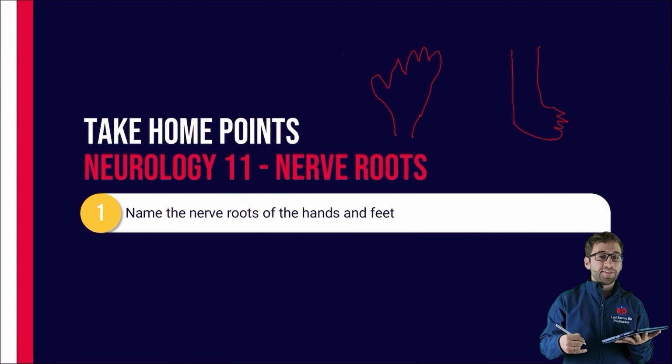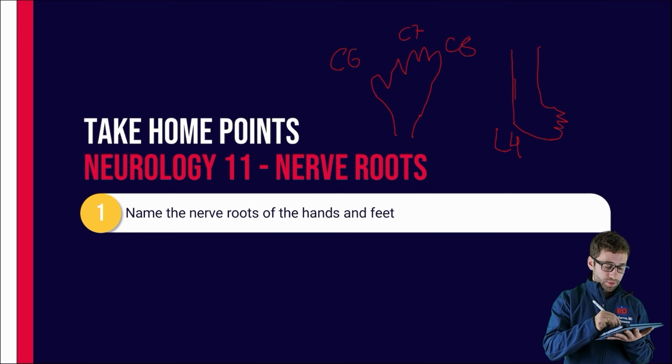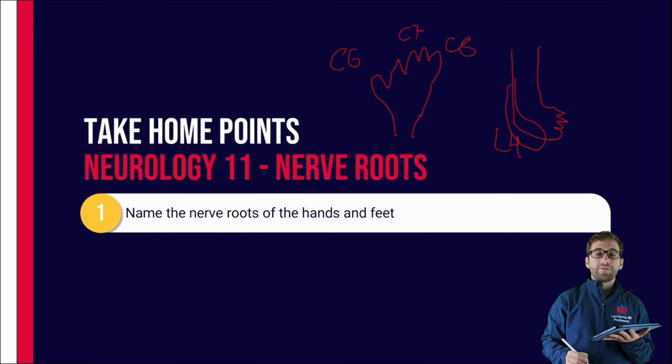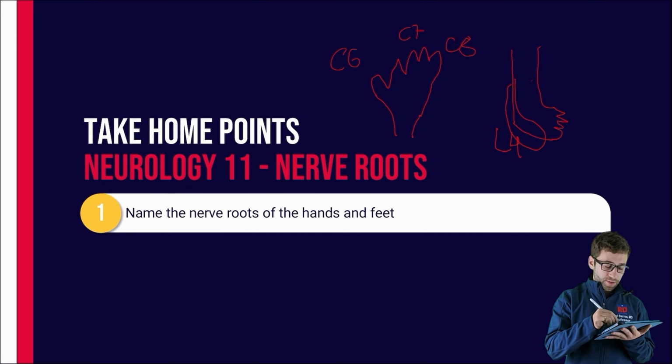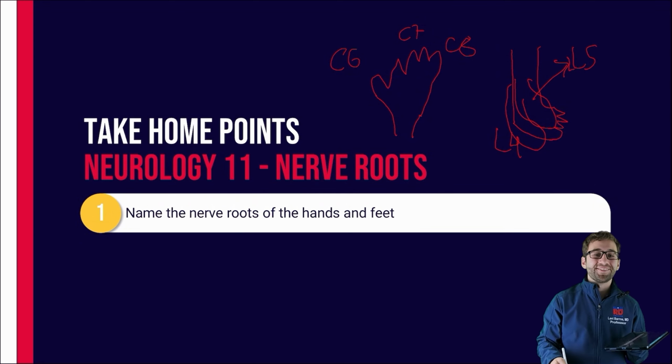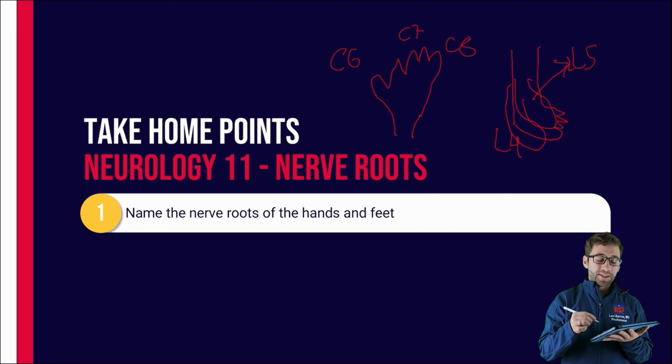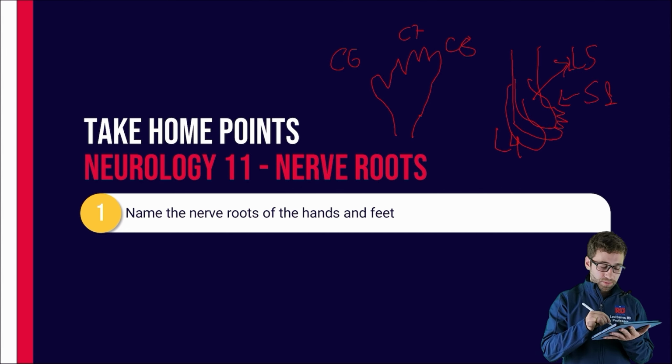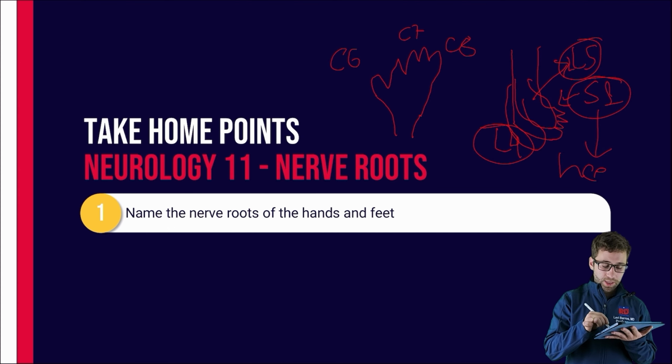For the feet, the nerve roots are primarily L4, L5, and S1. L4 supplies the medial aspect of the foot, this region here. L5, the dorsum of the foot. L5. And S1, the lateral aspect and the heel. S1. So medial, dorsum, lateral, and also heel.